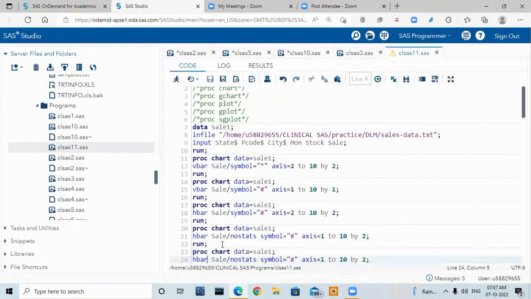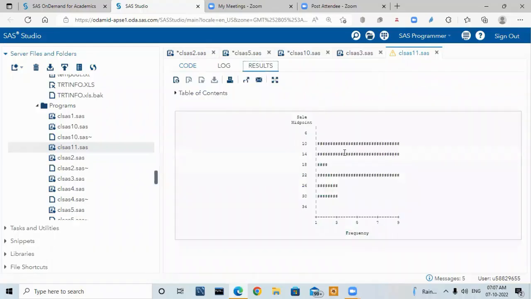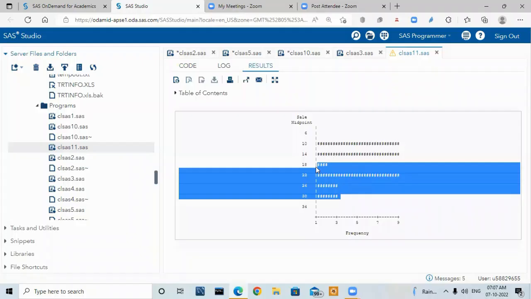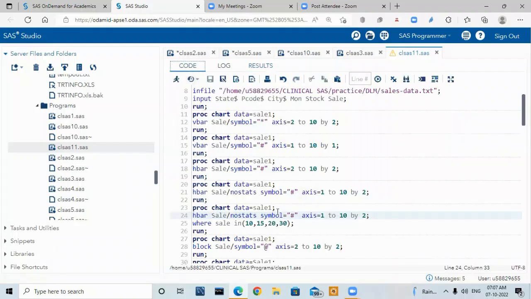So next, what is here? The next program, we have used a where expression. We can filter the data by using the where expression. See, if you go and check the previous one, how many bars are there here? 1, 2, 3, 4, 5, 6. Six horizontal bars are there. Now, for example, if you filter the data by using the where expression, where we want the sale values to be 10, 15, 20, and 30 only. Other sale values we don't want. Understood?